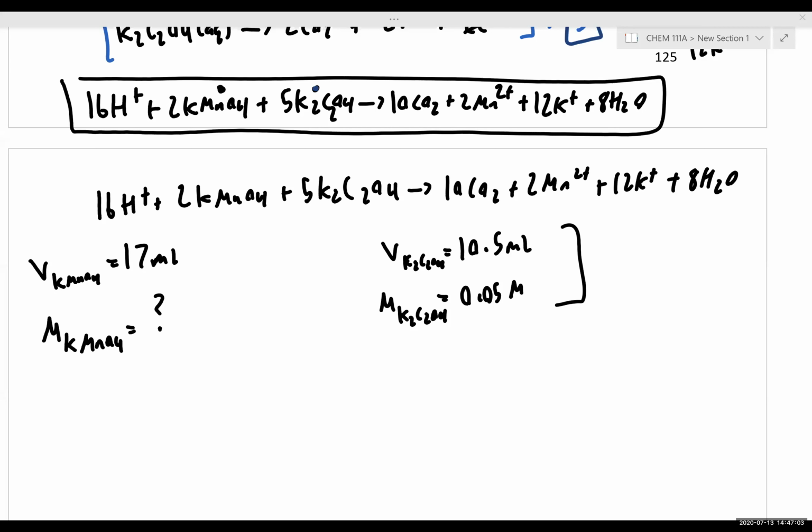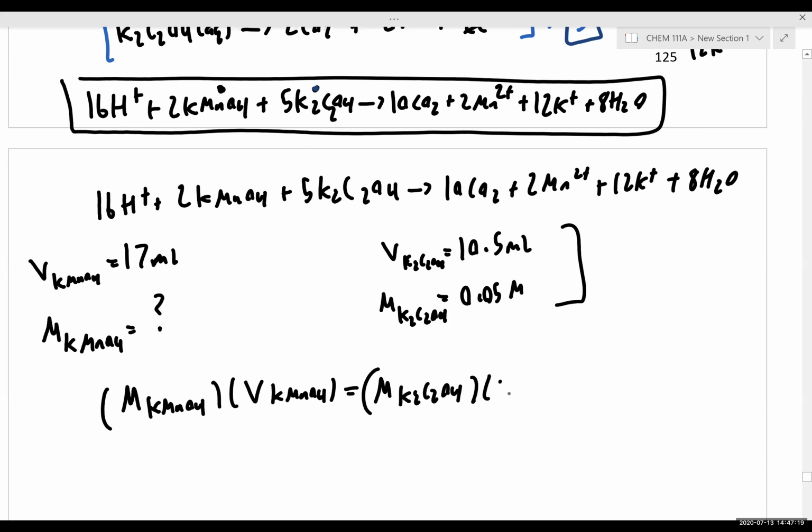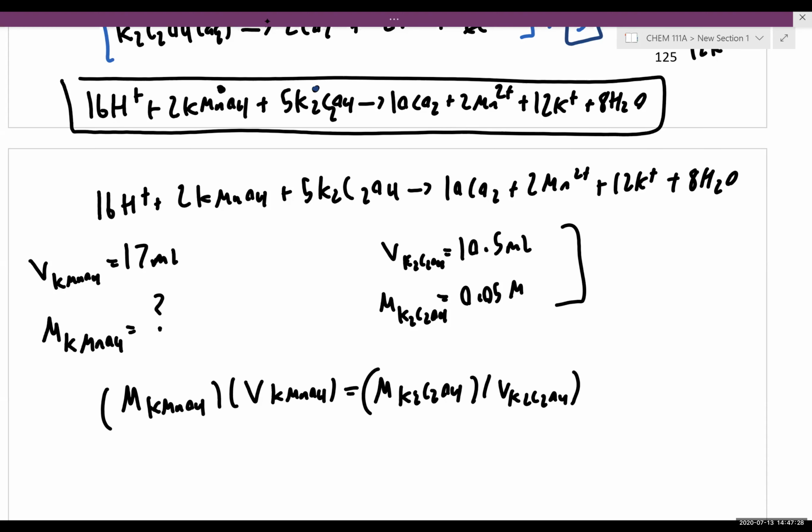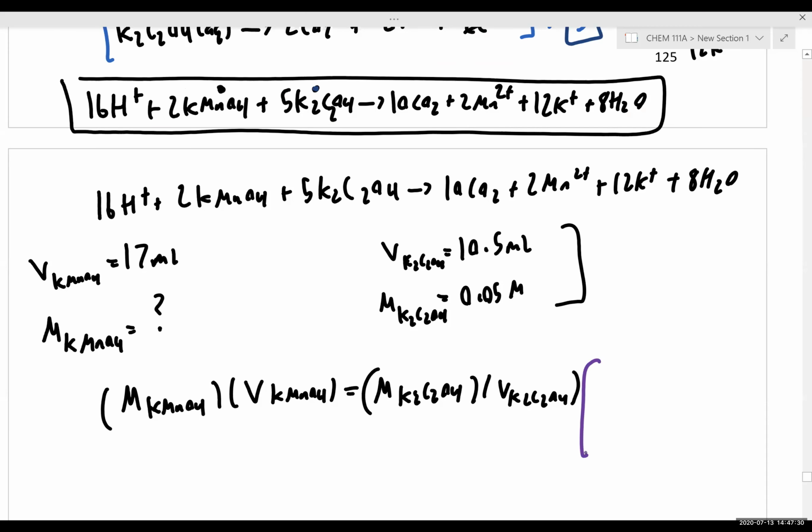Okay, so let's discuss this example. At the equivalence point, the molarity of potassium permanganate times the volume of potassium permanganate is equal to the molarity of potassium oxalate times the volume of potassium oxalate. And now is where we break out the stoichiometric coefficient. So how many moles of permanganate?